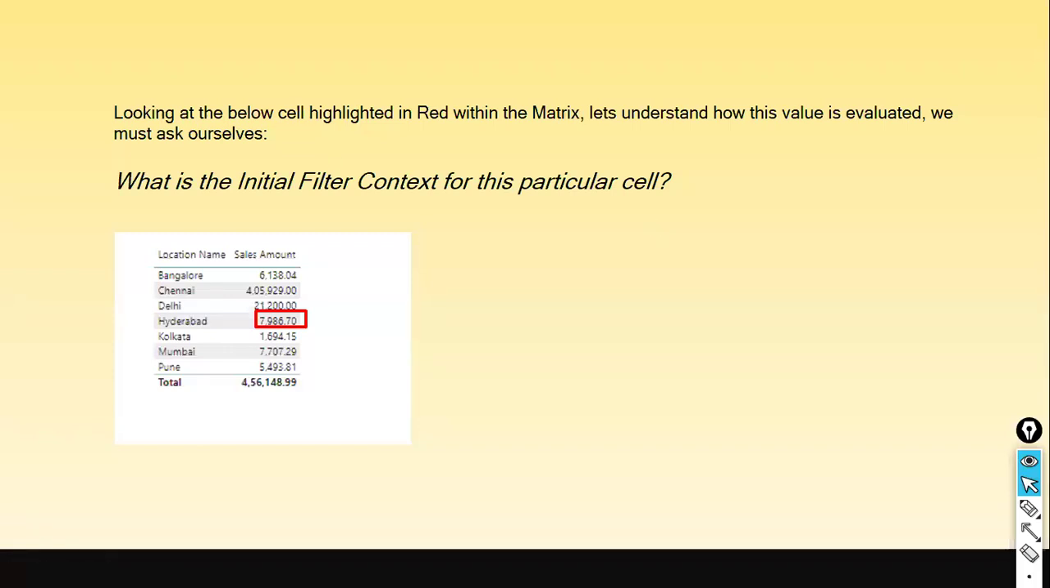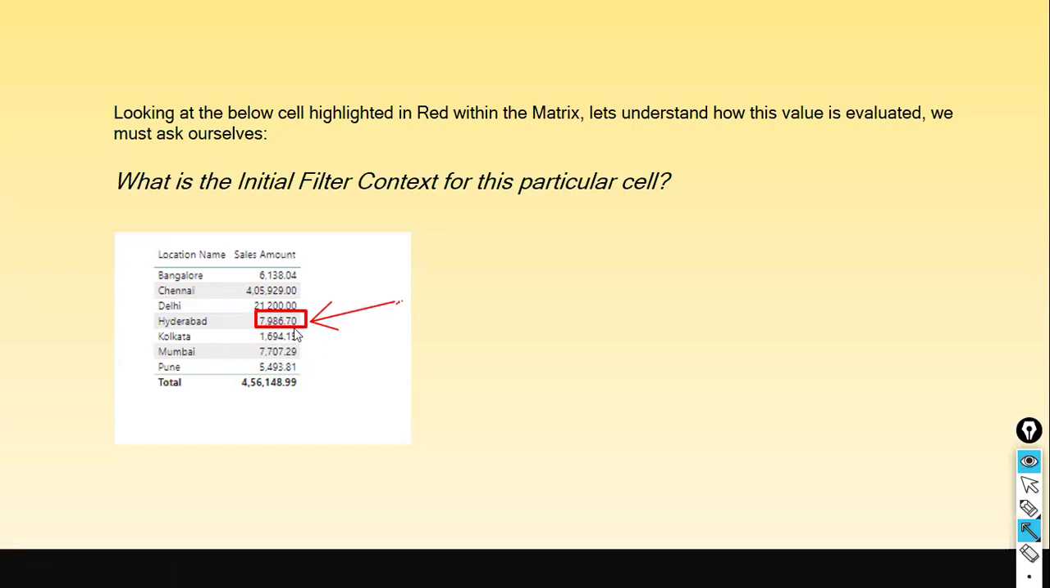What is the initial filter context? With this example, I think you should be able to understand. Look here, if I ask you a question, what is the initial filter context for this particular cell, 7,986? It has been highlighted in a red colored rectangle. What is the initial filter context for this particular cell?